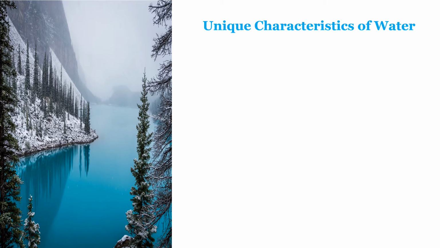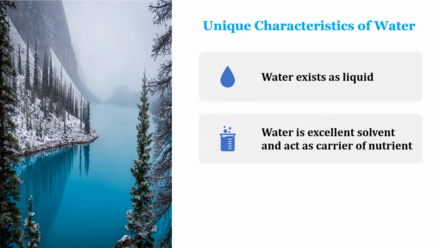Water is a very important source and essential for life, and it has unique characteristics, such as: water exists as a liquid over a wide range of temperature from 0 to 100 degrees Celsius, with the highest specific heat and latent heat of vaporization. Water is an excellent solvent and acts as a carrier of nutrients, helping distribute them to the cells in the body, regulates body temperature and supports structure, and can dissolve various pollutants and act as a carrier of a large number of microorganisms.